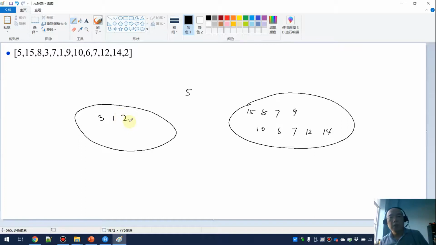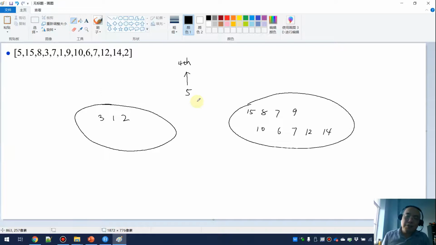Okay, so in this case, after this round of the partition, we know that 5, what is that? This is the fourth order statistic. That's guaranteed. Why? Because there are 3 values on the lower side, so 5 is the fourth. So if we are simply looking for the fourth order statistic in this set, we are lucky: we have already found it, because the pivot itself is the fourth order statistic.